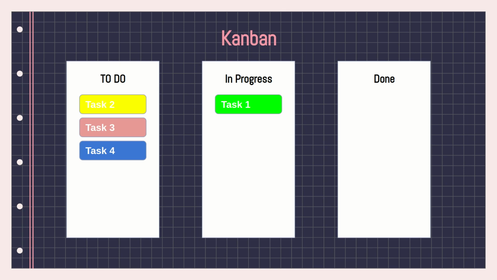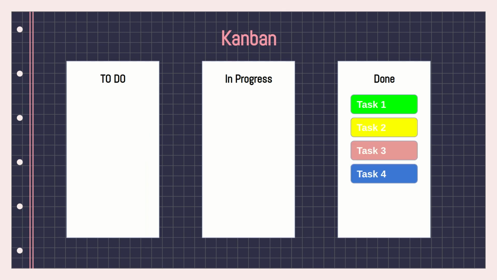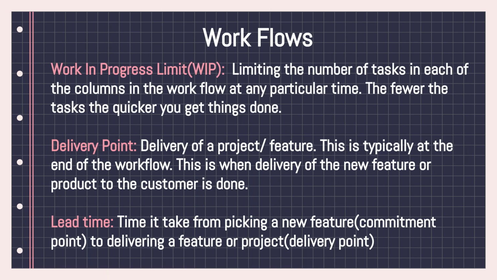It depends on the company and how many programmers or developers they have working for the company. If there are more programmers, then there can be more tasks in progress at a given time. If there are fewer programmers, then there can be fewer tasks in progress at a given time. So that's basically what a work in progress limit is.